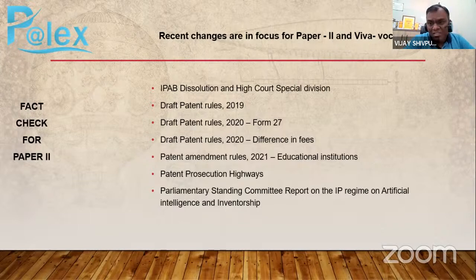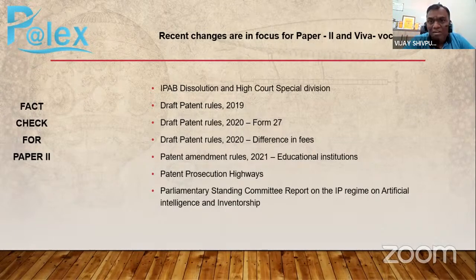And there was also, I would say, a report by a parliamentary standing committee on the IP regime. And there was one specific pointer which was highlighted, which was about artificial intelligence and inventorship. Now, what do you mean by this? Actually, there was one case globally wherein the machine was allowed to be an inventor. And of course, as of now, Indian Patent Act doesn't allow it. I believe so. But then there was some discussion with respect to artificial intelligence and inventorship in this.